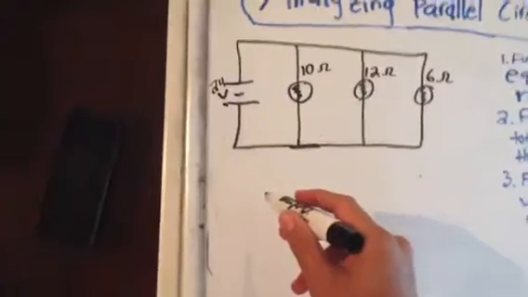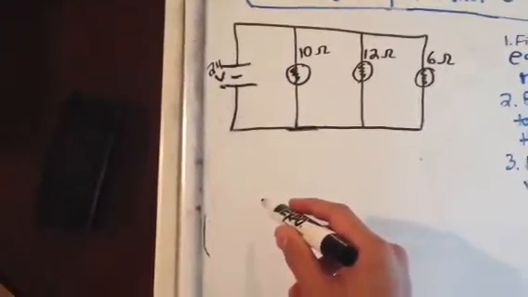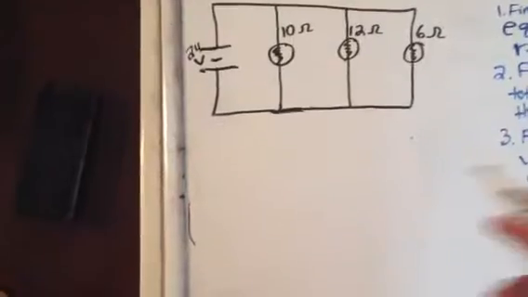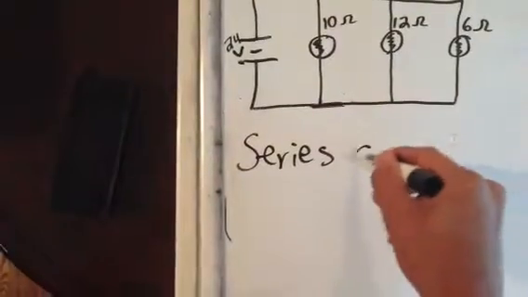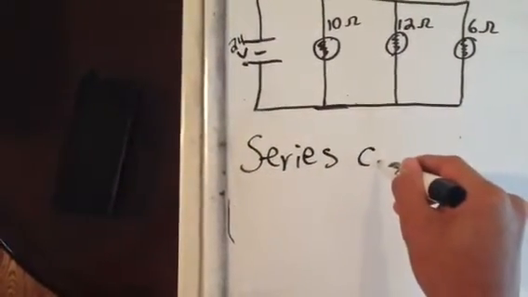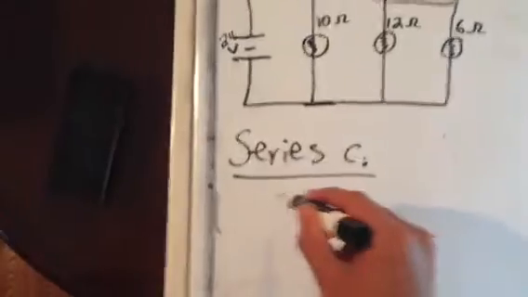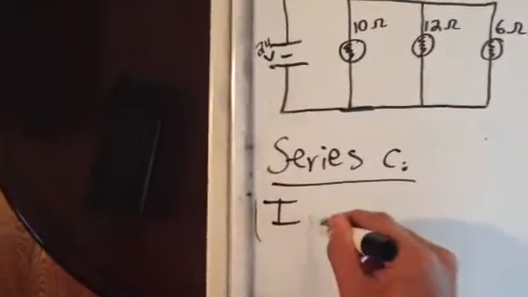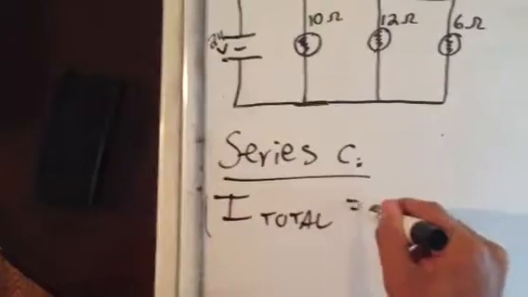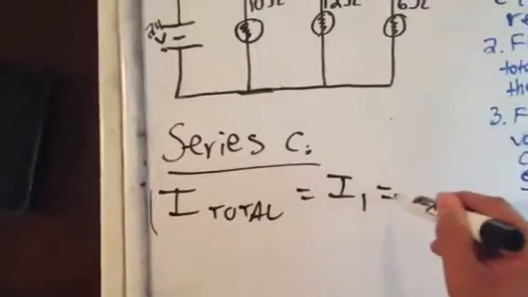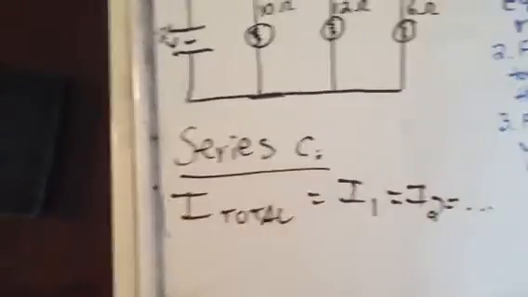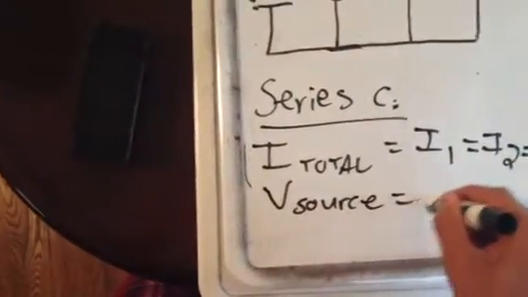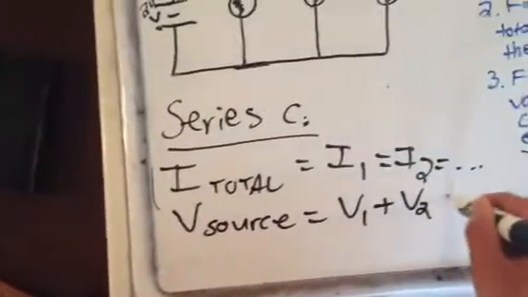Before we begin, let's compare what you learned about series circuits, and then you're going to learn about parallel circuits. So let's start with series circuits. Now, in my video, or you may know this already, the total current is equal to the current in each resistor. And you also know that V source, which is the battery, is equal to the voltage in resistor 1, and so on.